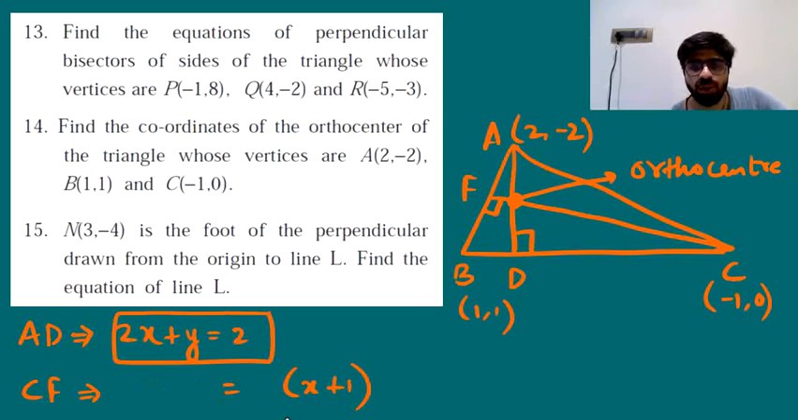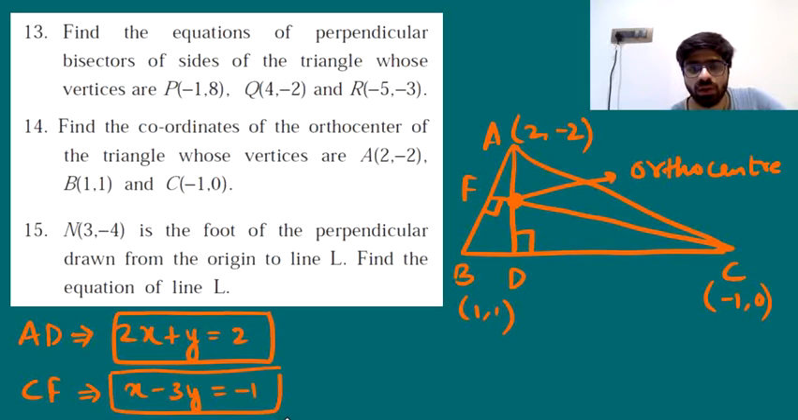Y minus 0 was y. So on the left it will be 3y. And the equation of this line will be x plus 1 equal to 3y. So you can write it as x minus 3y plus 1 equal to 0. So on the right it will be -1. You can multiply this equation with 2. So on multiplying this equation with 2, we have 2x minus 6y equal to -2.